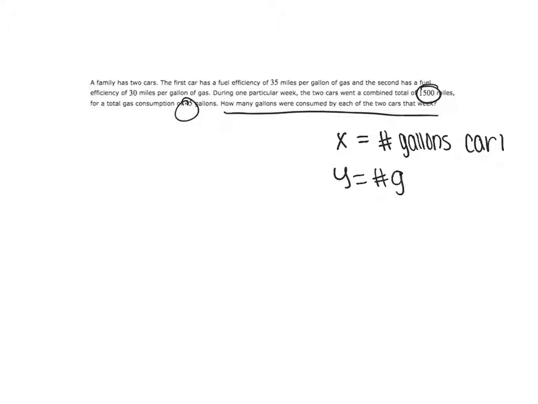How many gallons were consumed by each of the two cars that week? So the question is asking how many gallons were consumed by each of the two cars that week. So I need to answer that question when I define my variables. It's going to look like x equals number of gallons consumed by car 1 and y equals the number of gallons for car 2.